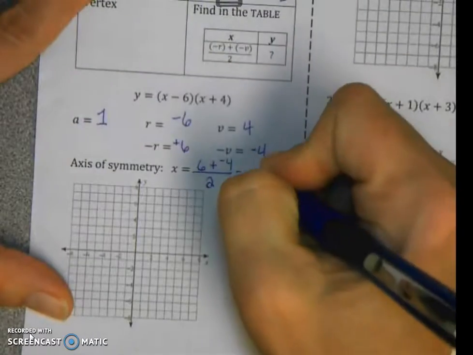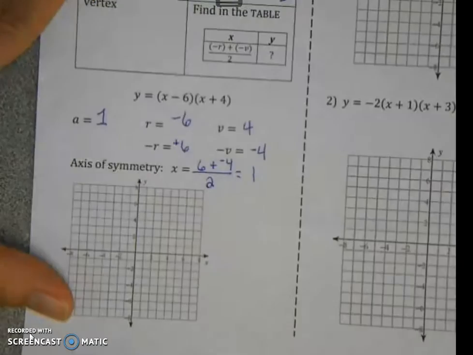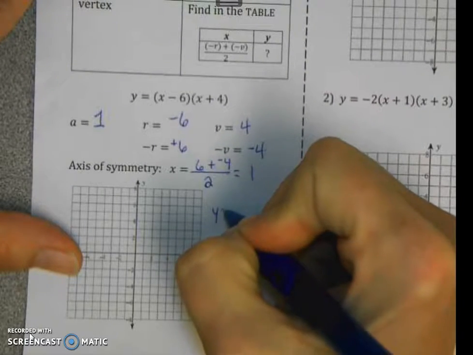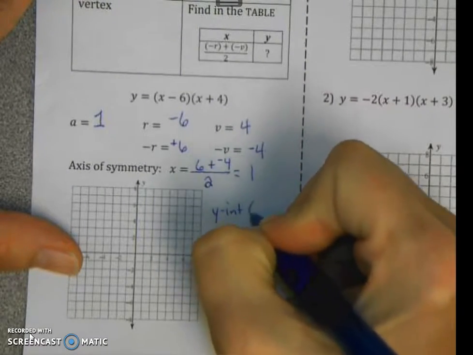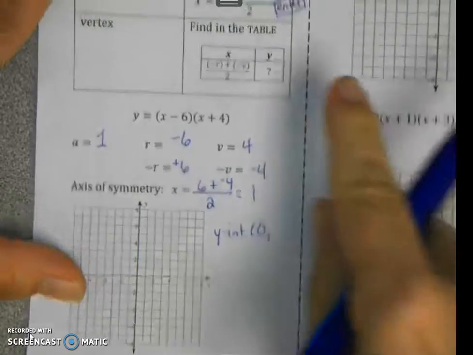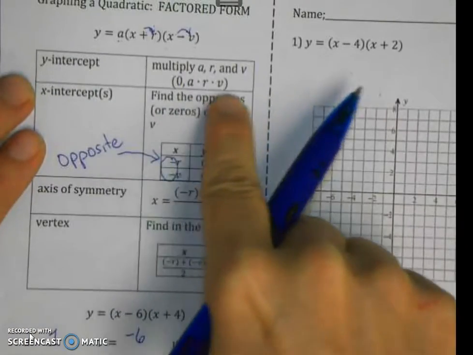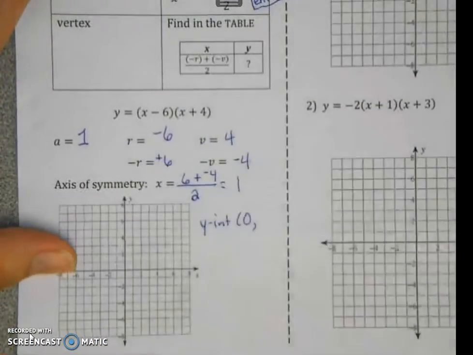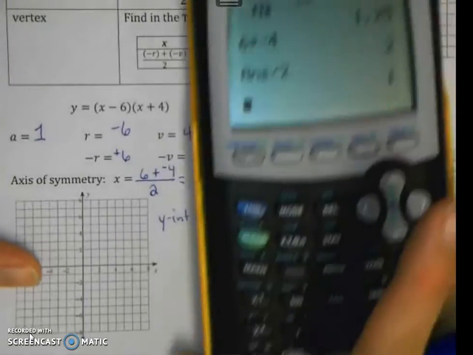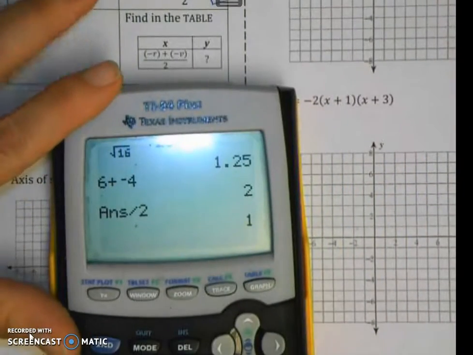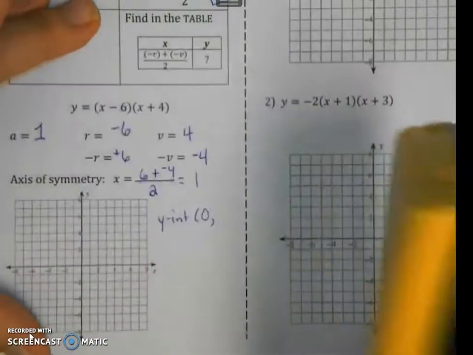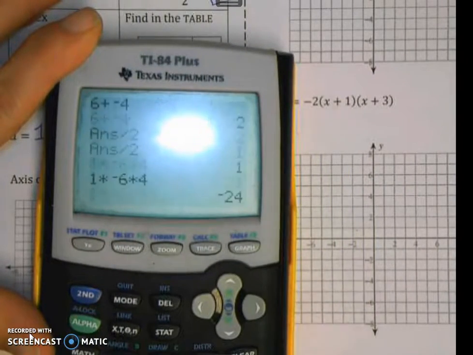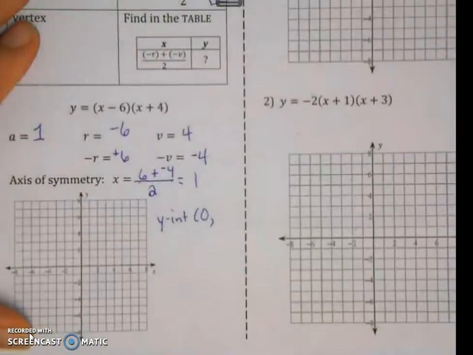X equals 1. So now let's figure out our 4 features. Y-intercept is 0, and then it says multiply your A, your R, and your V. You notice how I put them all in a row? Those are what we want to multiply. Most of you can do it, but just in case you are struggling, 1 times -6 times 4 equals -24.